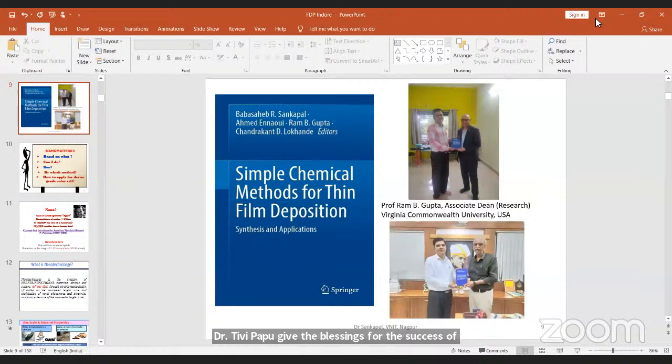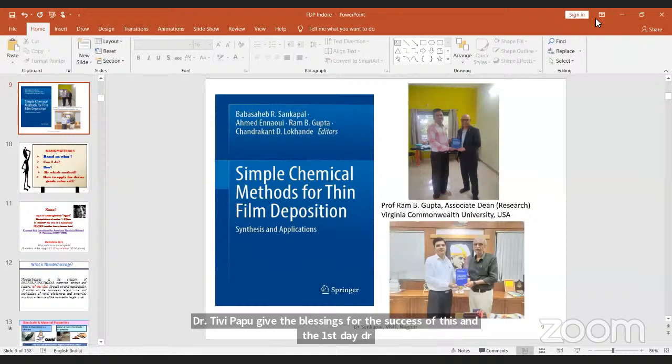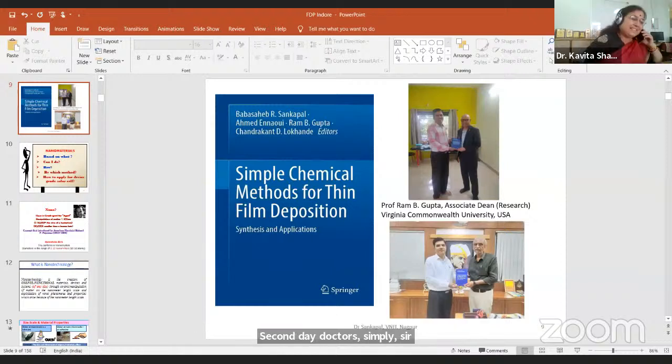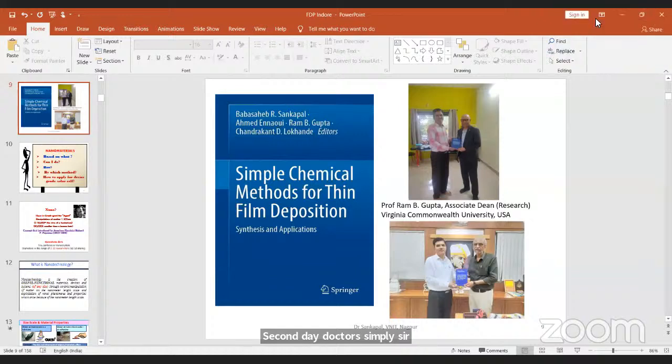And on the first day, Dr. Subrata Bhattacharya sir. Second day, Dr. Simpi sir. On the third day, Dr. Mungir sir. Fourth day, Dr. Venkatachalam sir. And today, Dr. Sankpal sir delivered a very nice lecture. A very interesting part was the dye sensitized solar cell and solar methods. So we enjoyed this whole lecture.